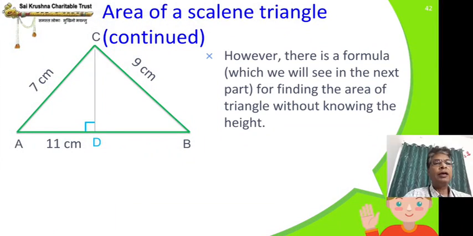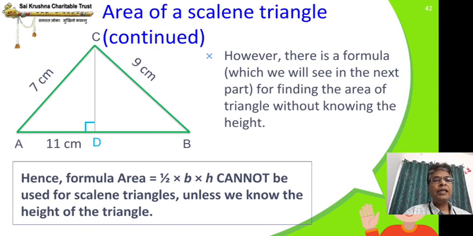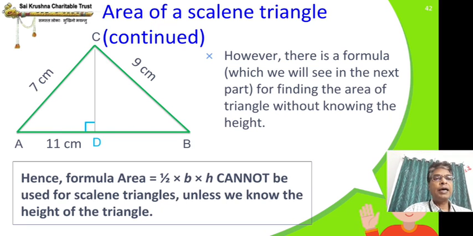However, there is a formula which we will see in the next part for finding the area of a triangle without knowing the height. Hence, the formula area equal to half into b into h cannot be used for scalene triangles unless we know the height of the triangle. Suppose you know CD, then we can straight away find the area, right? Because we can apply half into CD, whatever measurement is given, into 11, and we will get the area. But here h is not known, and we don't know AD also, or DB. We are not able to use Pythagoras theorem also. So we are going to see a new formula in the next part.